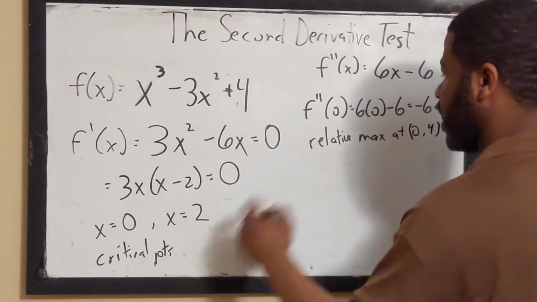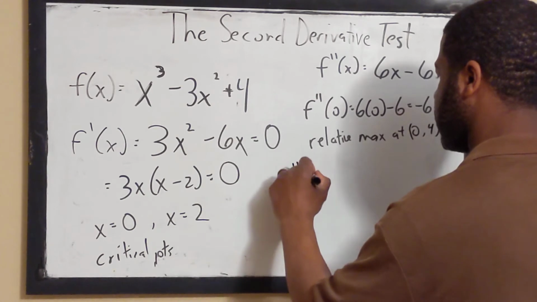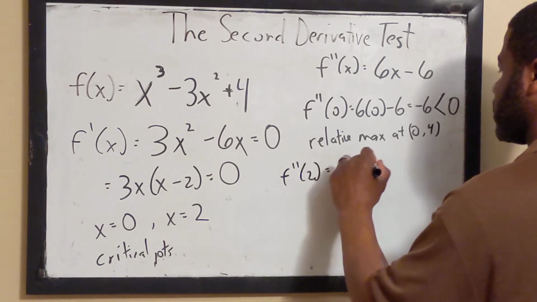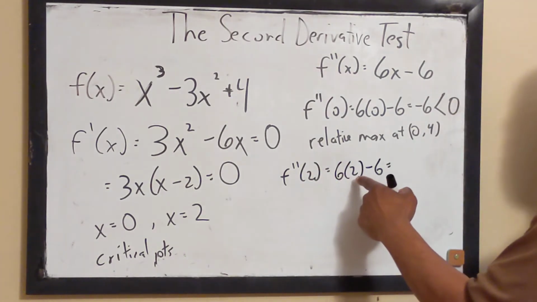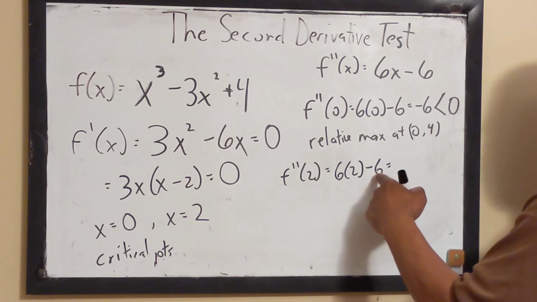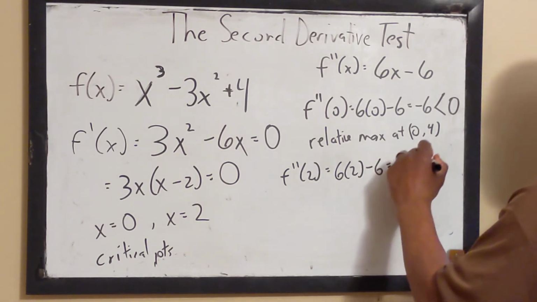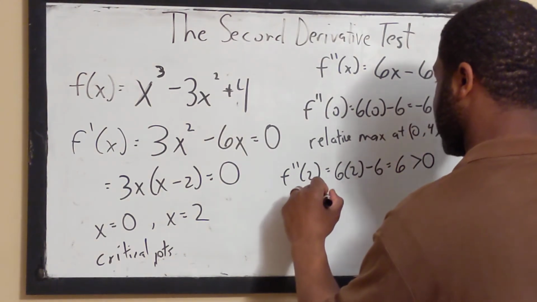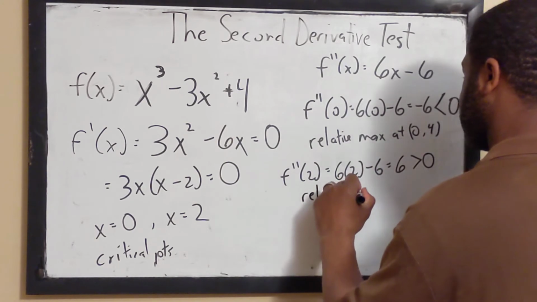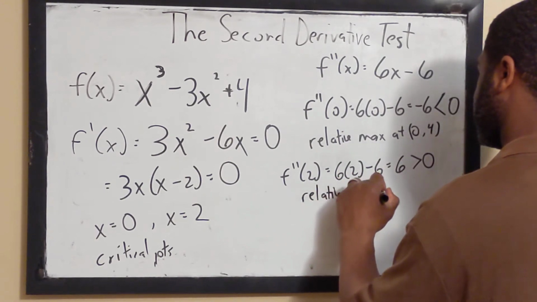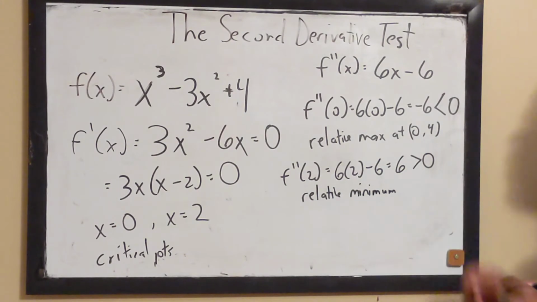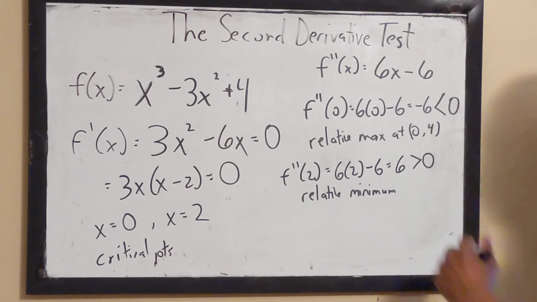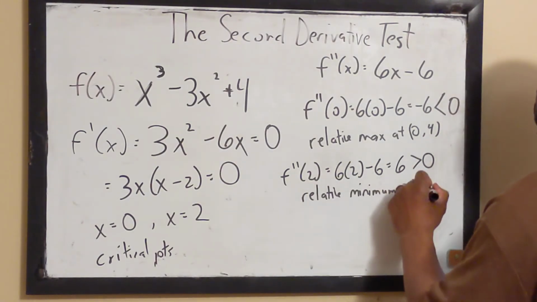Okay, now let's plug in our other critical point. 6 times 2 minus 6. 6 times 2 is 12 minus 6, which is 6, which is greater than 0. So we have a relative minimum. Alright, it's great. The answer is greater than 0, so we have a relative minimum at 2.